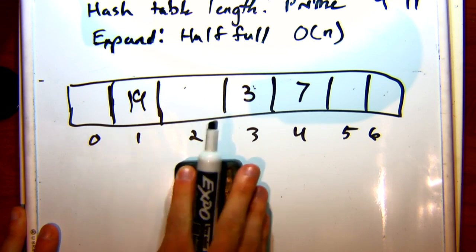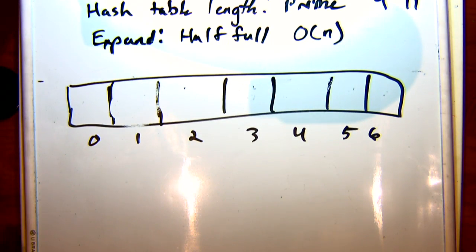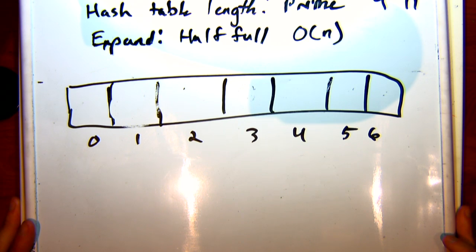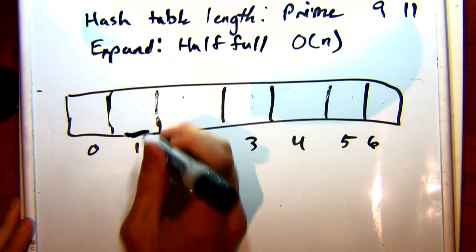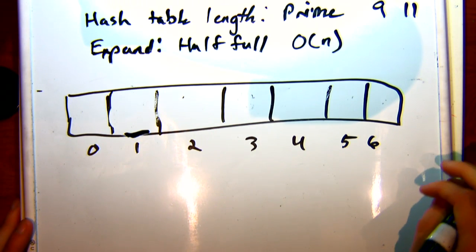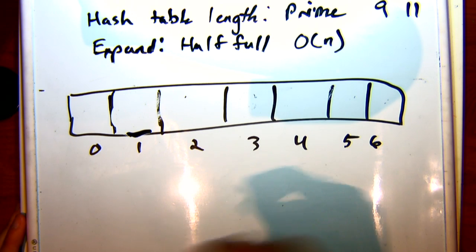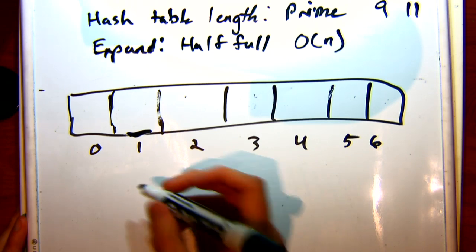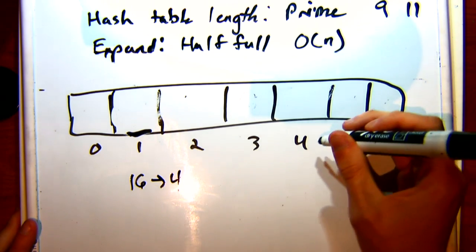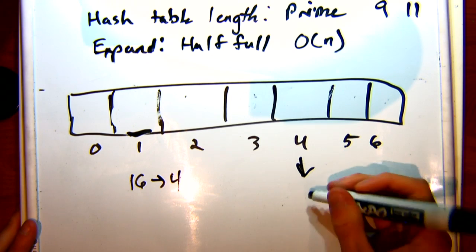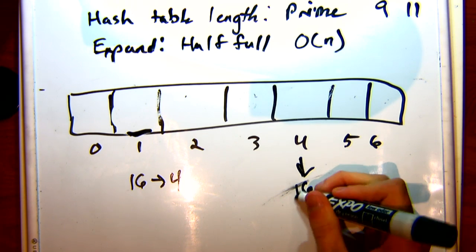All right, so the next one is pretty easy. Separate chaining, basically what happens is all of these positions are just linked lists, and linked lists might be complicated to code up, but they're not that difficult to visualize. So if we hash something like 16 to 4, then we would just create a linked list that now has 16 in it.